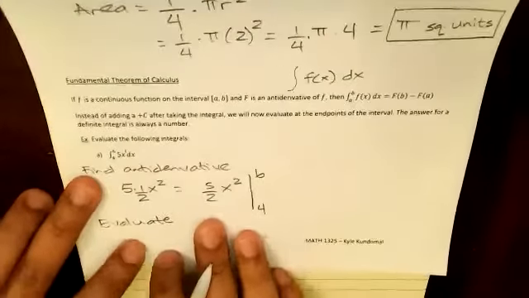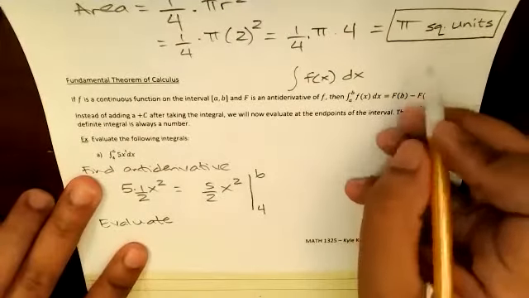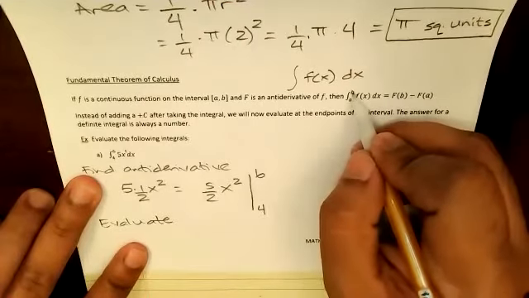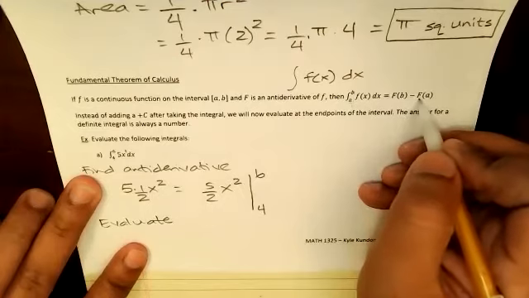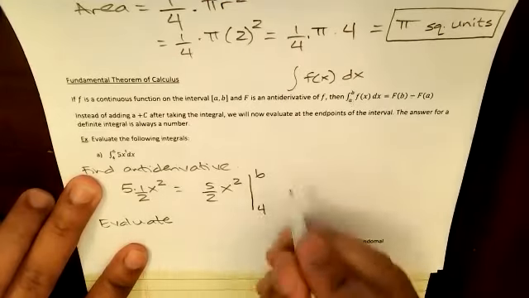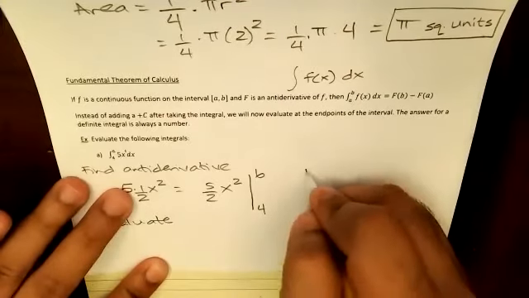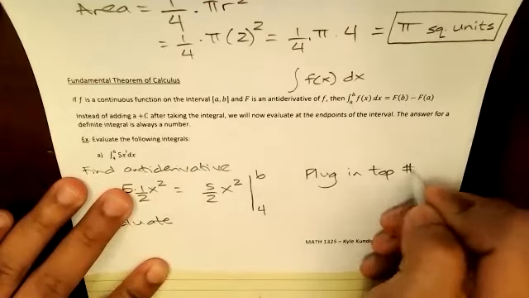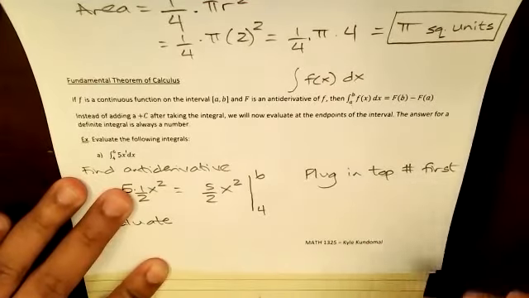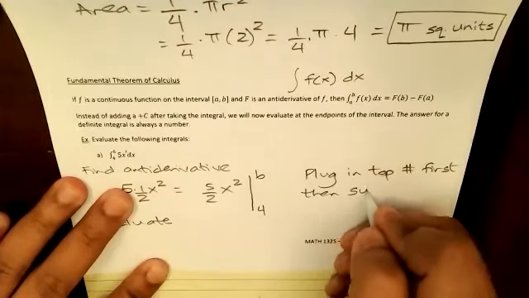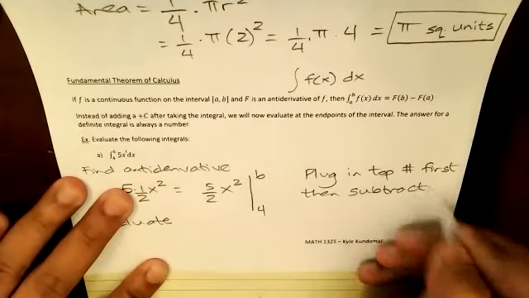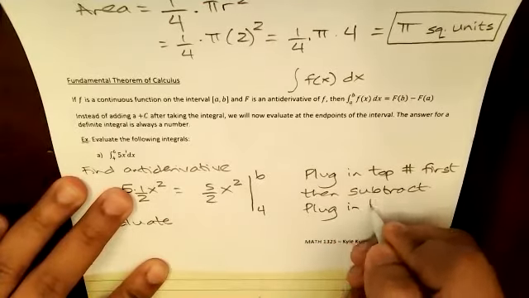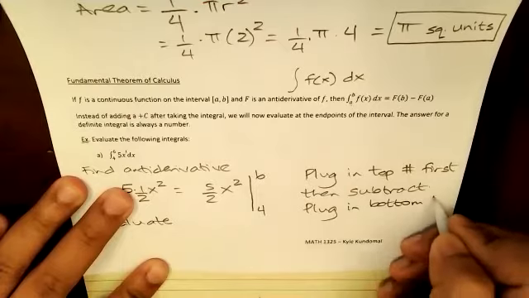Now, when you plug in the numbers, in the notes here, you see it says f of b minus f of a. So b is like when you plug in the top number, and a is when you plug in the bottom number, okay? So you always plug in the top number first. Plug in top number first. Then you're going to subtract, plug in bottom number.